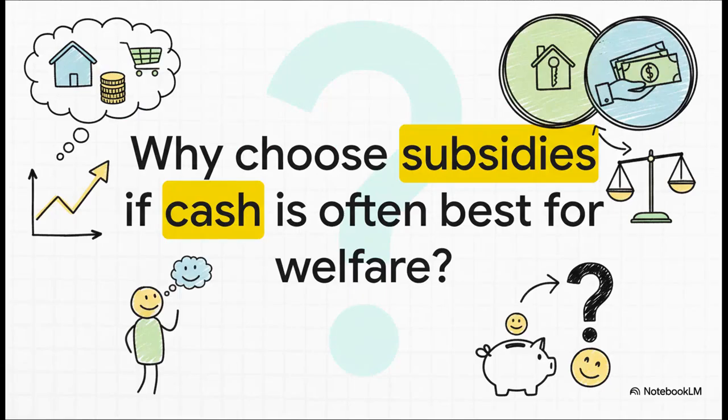And this all leaves us with a really fascinating question that goes way beyond the clean logic of our model. Economic theory often tells us that when it comes to the recipient's welfare, cash is king. And yet, when you look around the real world, what do you see? You see policies like food stamps, housing vouchers, and energy subsidies absolutely everywhere. So why do policymakers so often choose these in-kind transfers and subsidies over just giving cash?